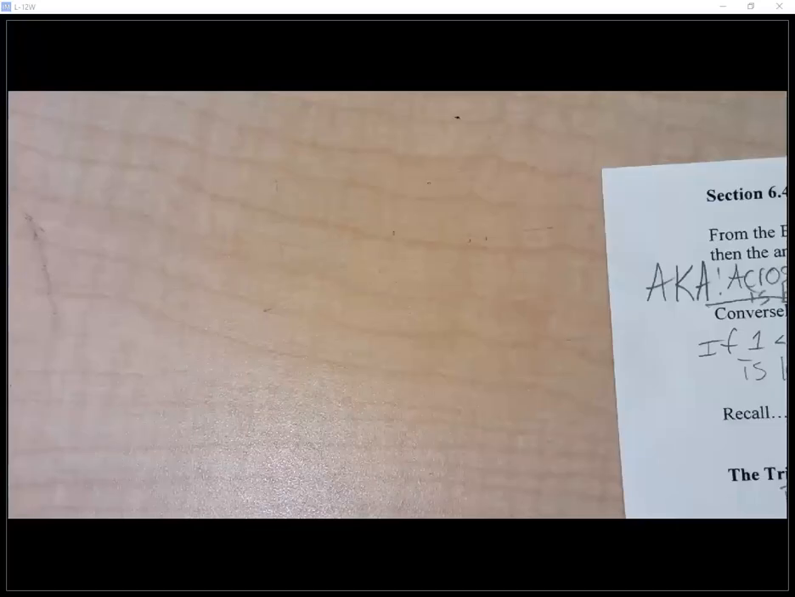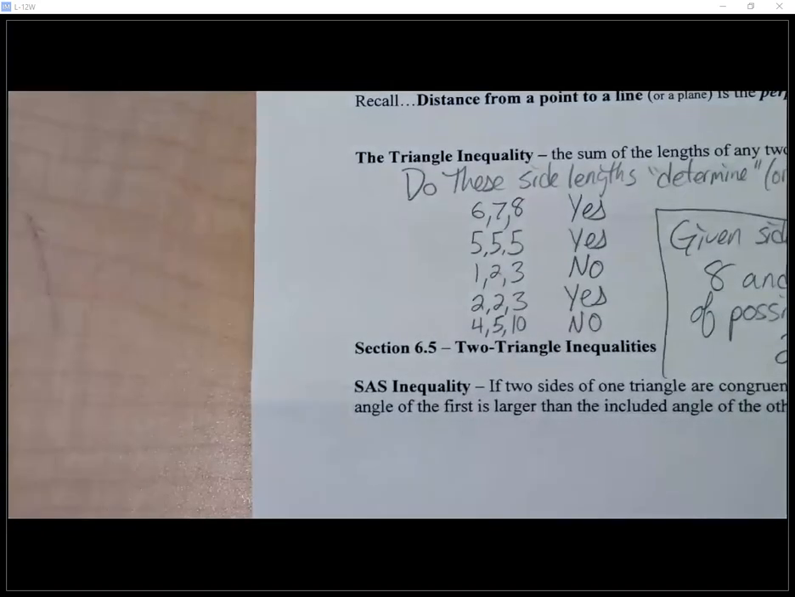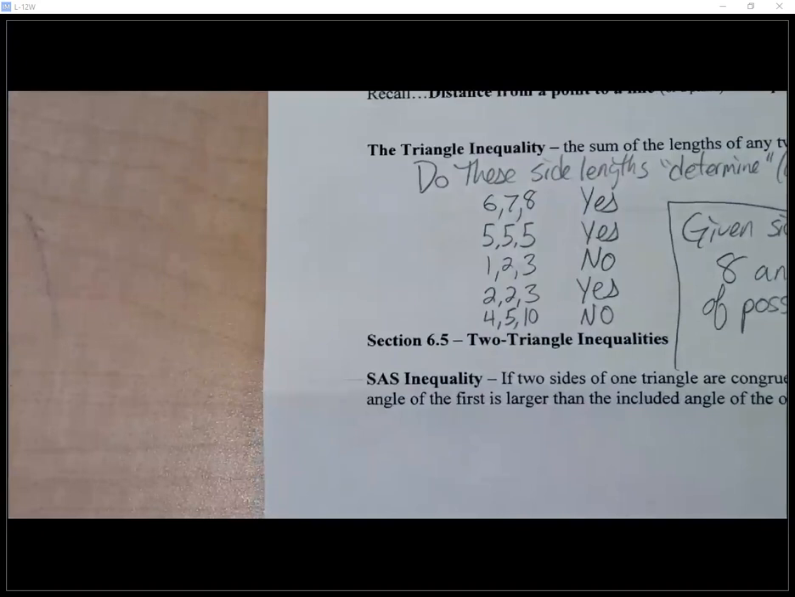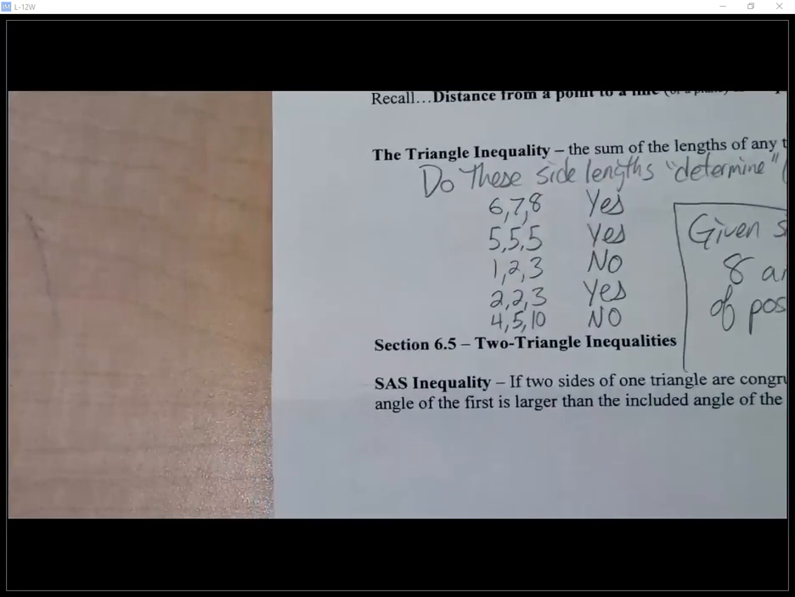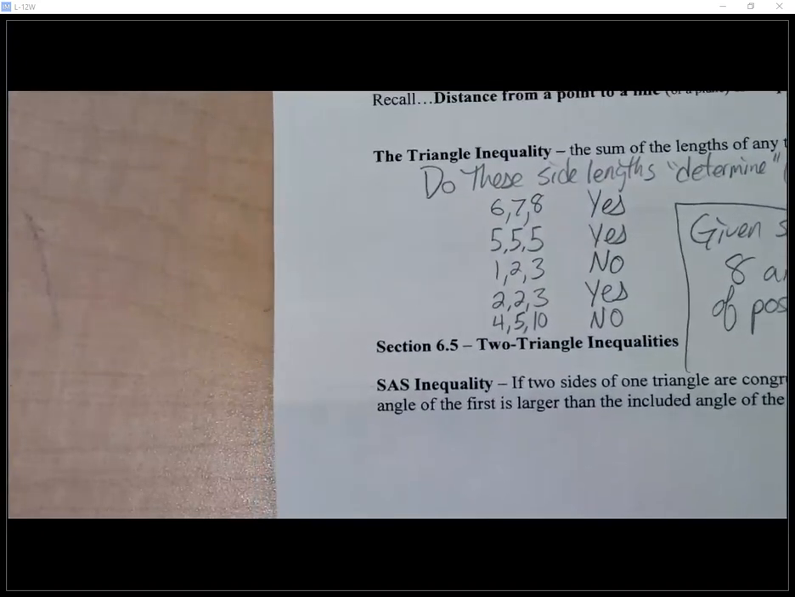All right. So last section of chapter 6. Let's take a look. Two triangle inequalities. All right, what in the world does this even mean? Okay, so let's read the first one.